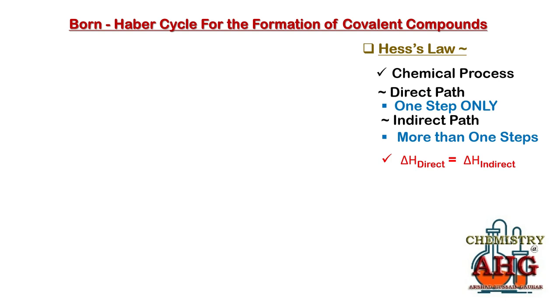Okay, now we are going to construct Born-Haber cycle for the formation of a covalent compound, that is for the formation of ethanoic acid. The enthalpy change of formation of ethanoic acid is negative, it is exothermic. So keeping in mind this information, we will construct Born-Haber cycle for the formation of ethanoic acid. But again, we are going to apply Hess's law, so we will construct Born-Haber cycle using both direct and indirect path.